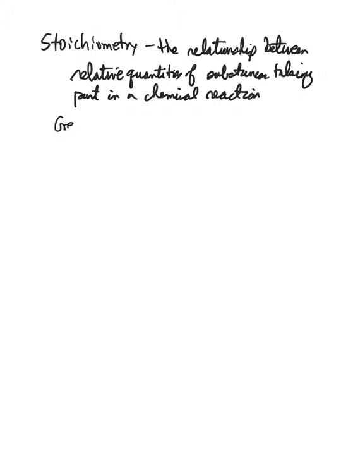It's actually from a combination of a couple of Greek words that mean measure of elements. This term was coined early in the 19th century. And so we're not just talking about elements here, we're really talking about substances, which can be compounds or elements. And so it starts off with a balanced chemical equation. You've got to have a balanced chemical equation.